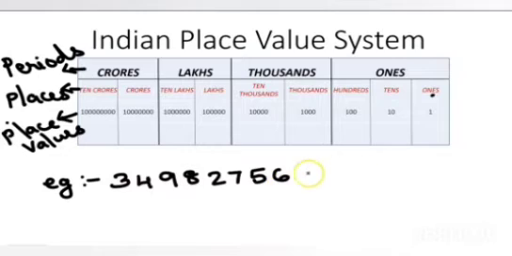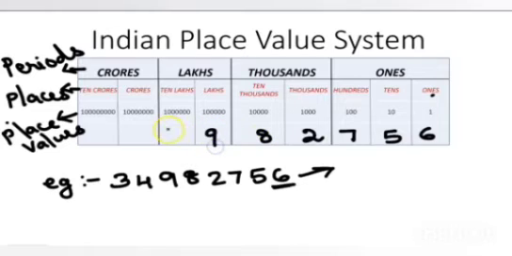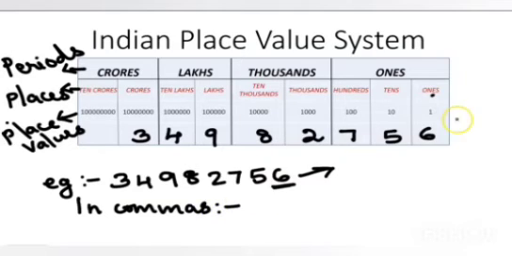Now let's see how we can represent this on the place value chart. You have to always remember that while representing on the place value chart, you have to start from the ones place, that is from your extreme right hand side. So here ones is 6, 5 in tens, 7 in hundreds, 2 in 1000, 8 in 10,000, 9 in lakhs, 4 in 10 lakhs and 3 in crores. So this is how you represent a number on the place value chart. Now let's see how you can write a number using commas.